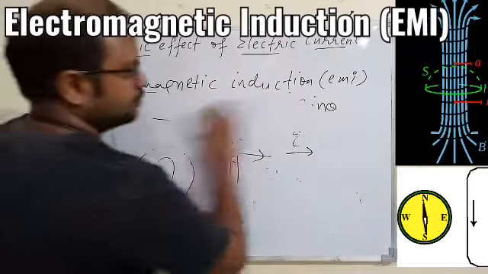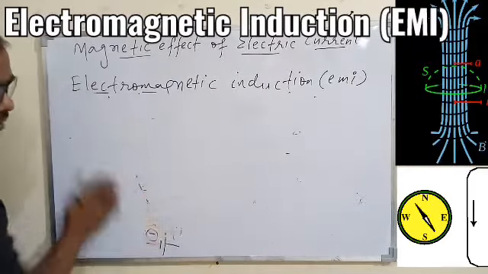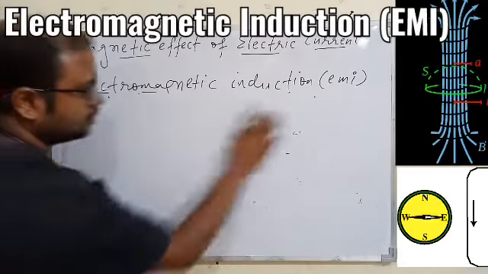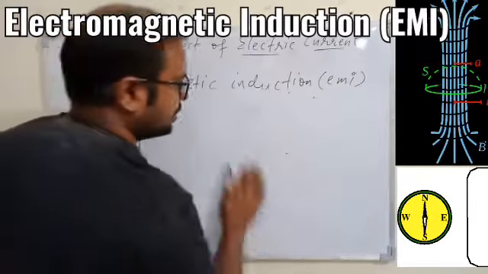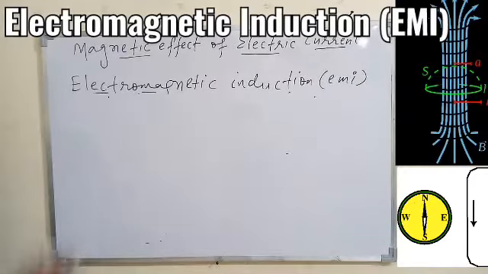So the cause is that the charges in a magnetic field experience a force, and because of the force they start moving in a particular direction, and hence the current starts flowing in the conductor even in the absence of a battery or power supply. This concept is called electromagnetic induction.